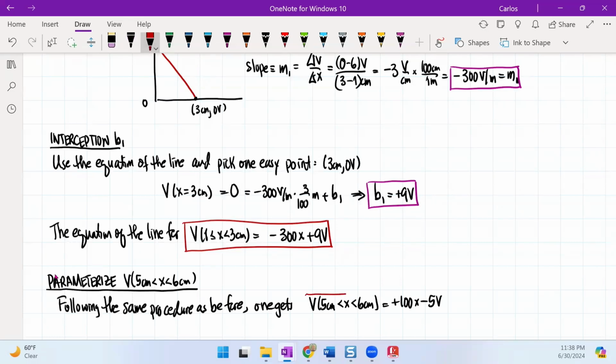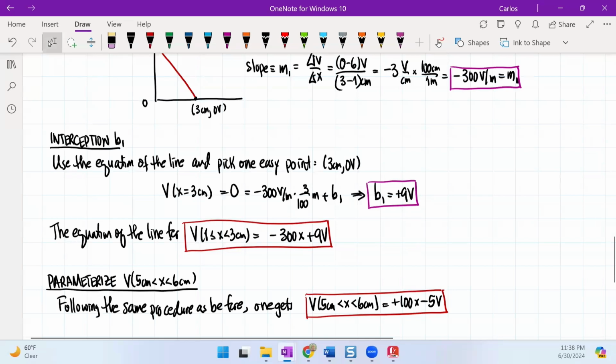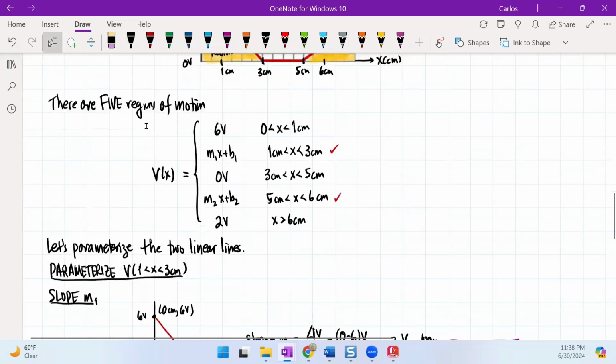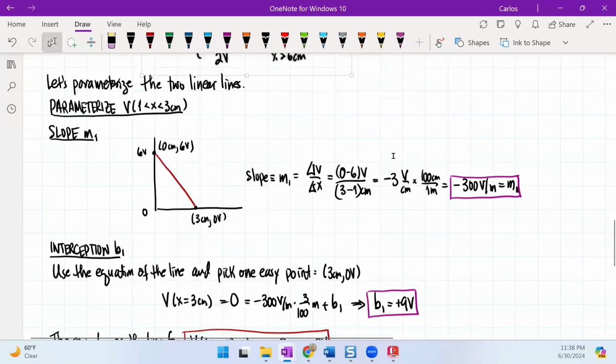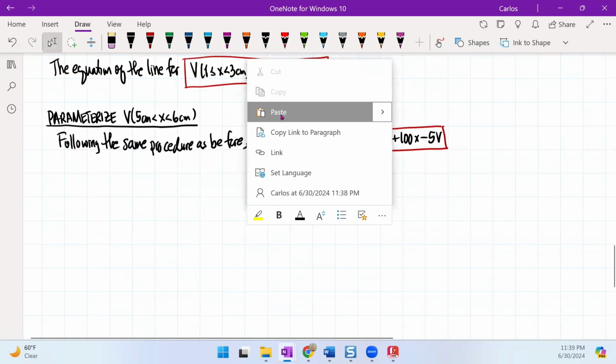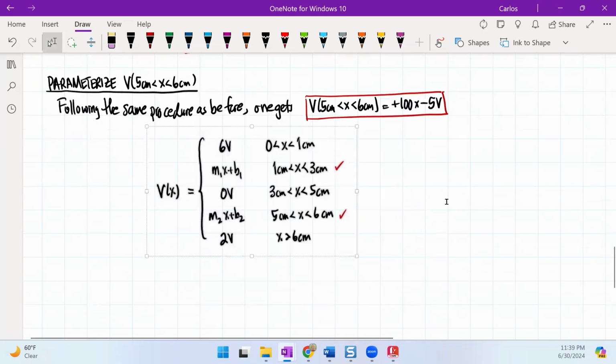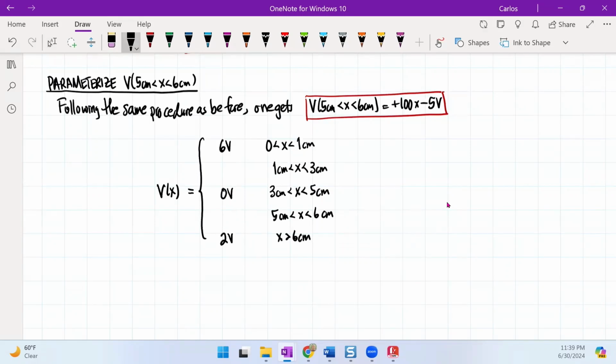So I now know my curves here. I know everything about these curves. So now I'm just going to come over here, copy this, and say that now I know in great detail everything about the potential. So then I'm going to erase this, and I'm going to say that this guy has to be 100x minus 5 volts. The other one is minus 300x plus 9 volts. So now we have our curve.